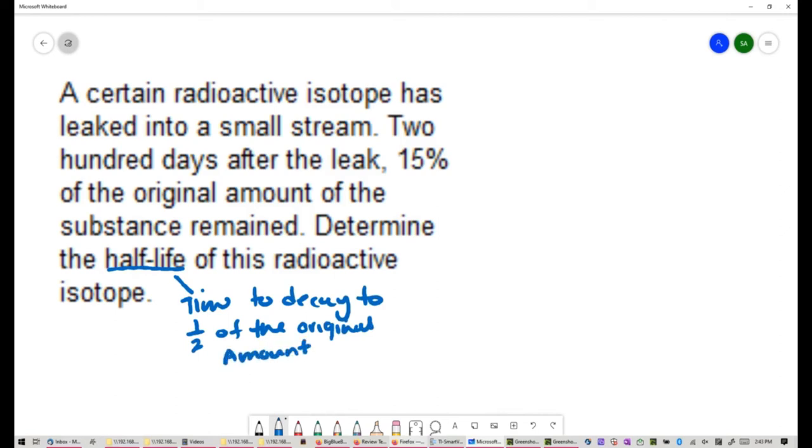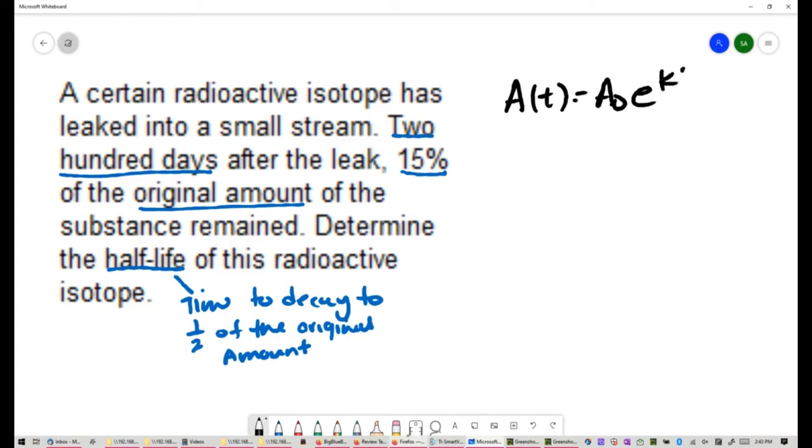So I'm going to start with the original information of it taking 200 days to get to 15% of the original amount. This information is going to help me find k, the decay rate. And once I find the decay rate, then I'll be able to find the half-life. So I'm going to use this formula here, A of t equals A naught e to the kt.